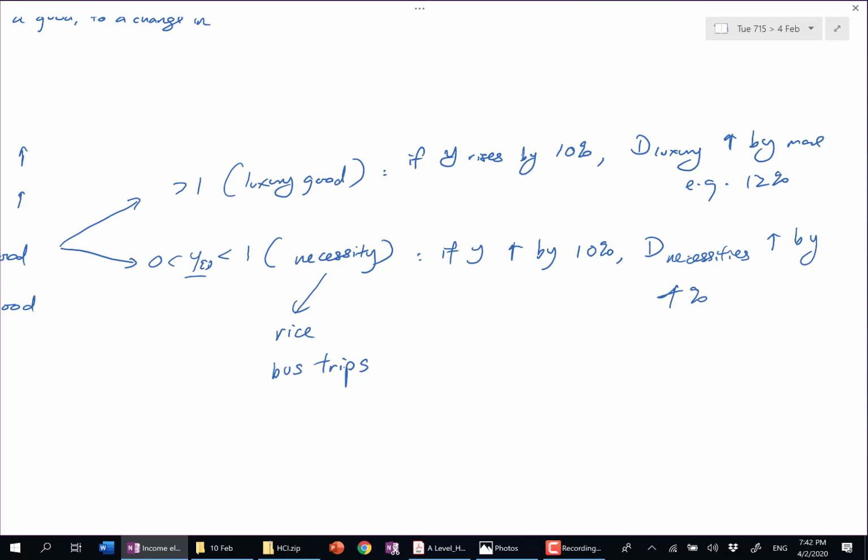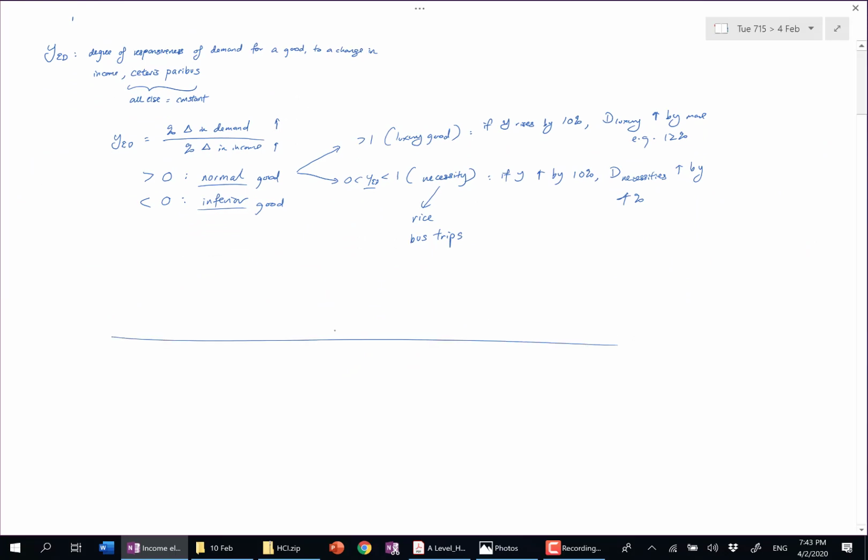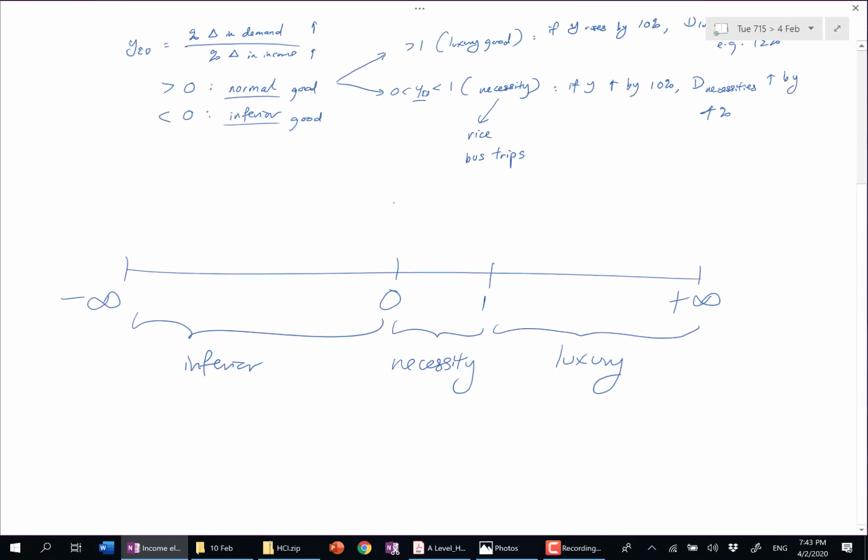Any questions? Okay, hold on. This is not required, but I feel that this helps. Positive infinity, negative infinity, these are called inferior goods. These are called necessities, whereas these are luxury goods. So this is YED and what it represents. This view alone summarizes what we just discussed.